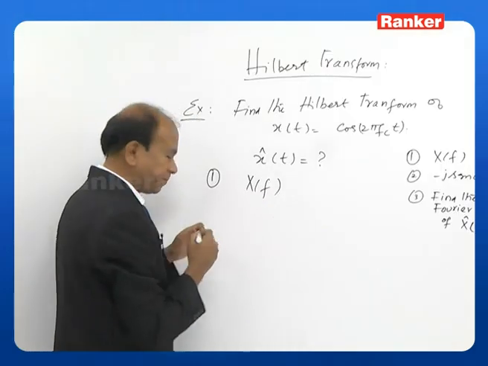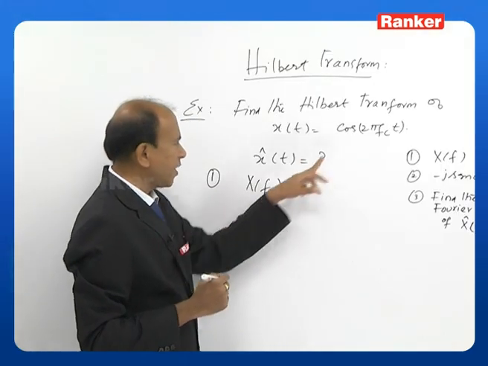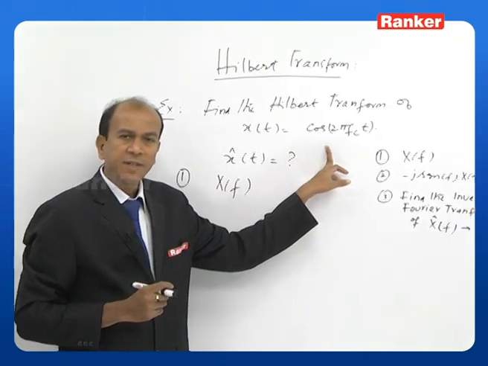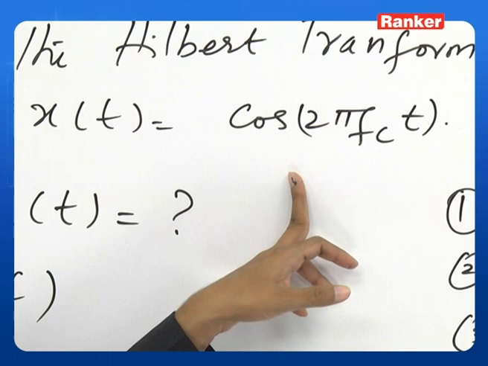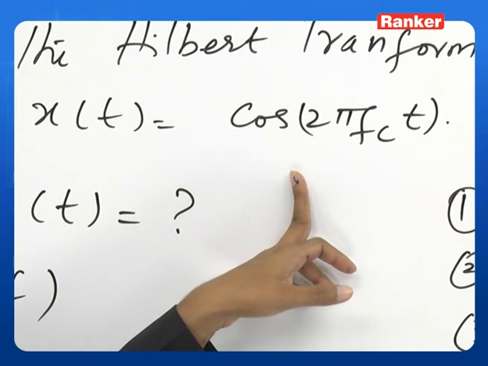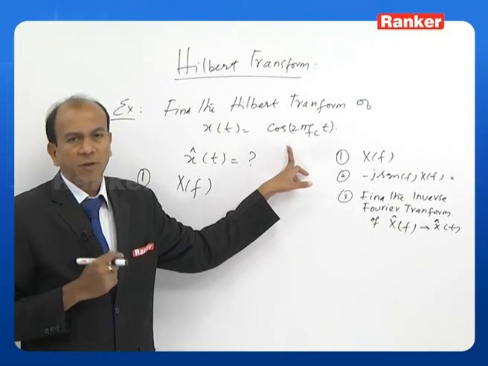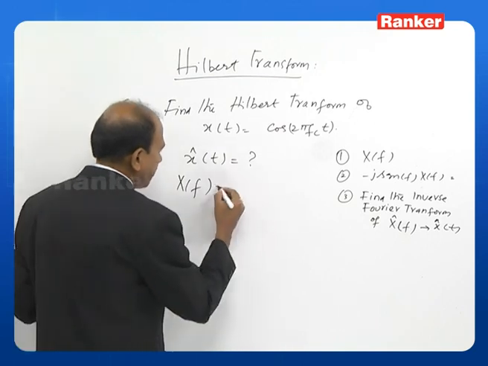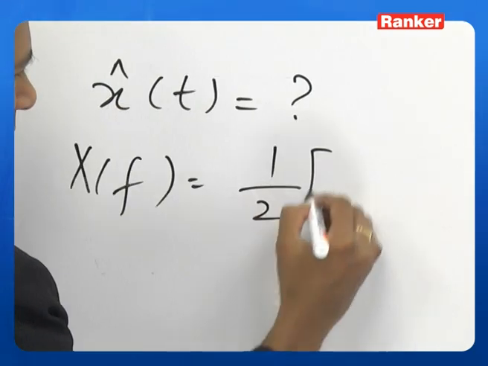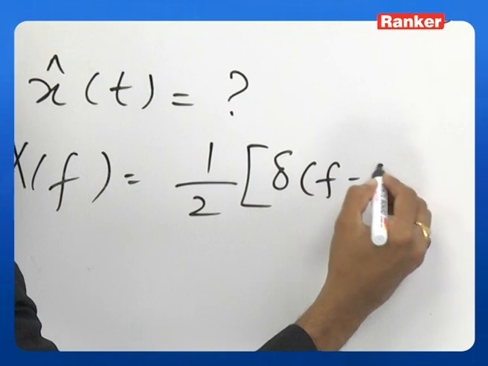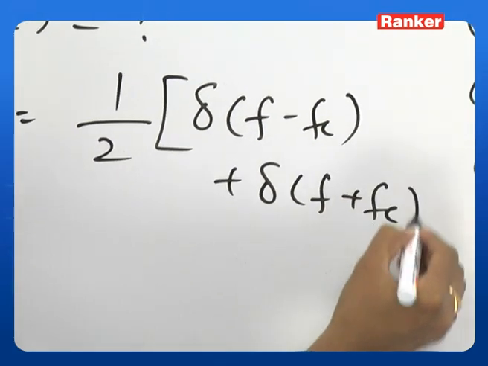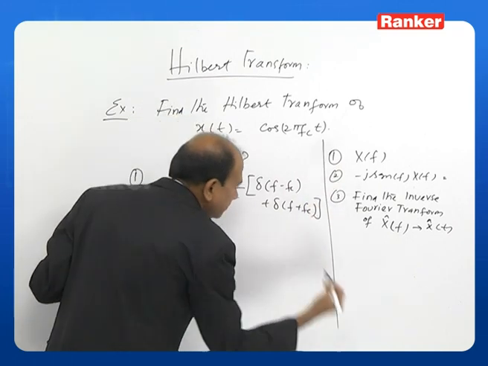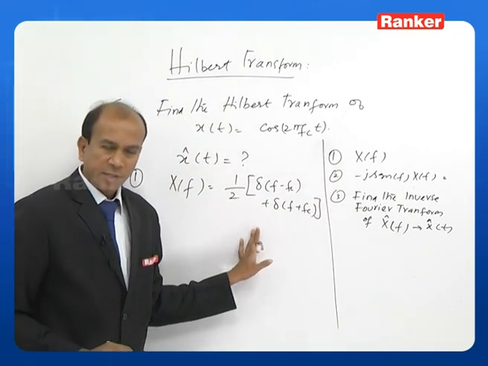If you remember, in our earlier sessions we have calculated cos 2 pi fct Fourier transform. What was it equal to? It was equal to two delta functions existing at plus or minus fc with a scaling factor of half. So, this is equal to half of delta f minus fc plus delta f plus fc. Okay. Now, we got this. So, this is x of f.